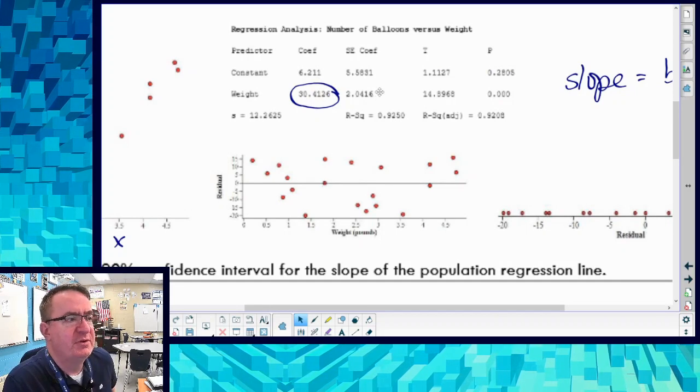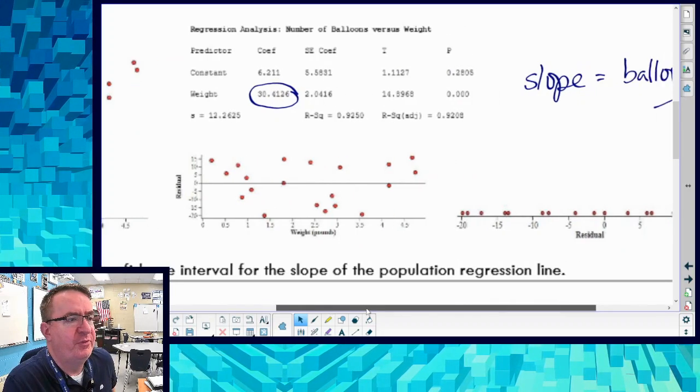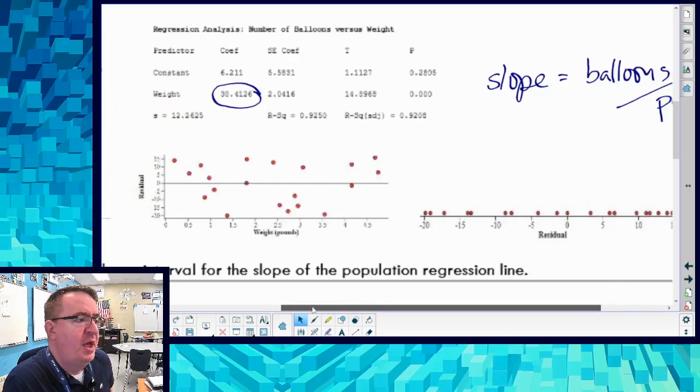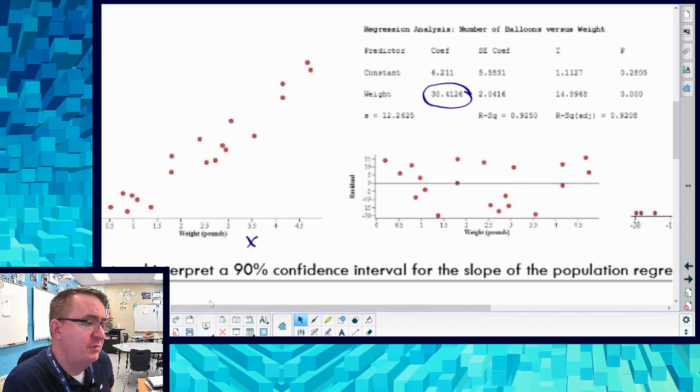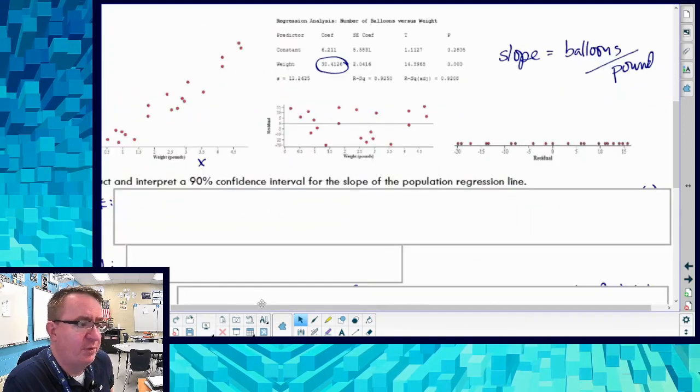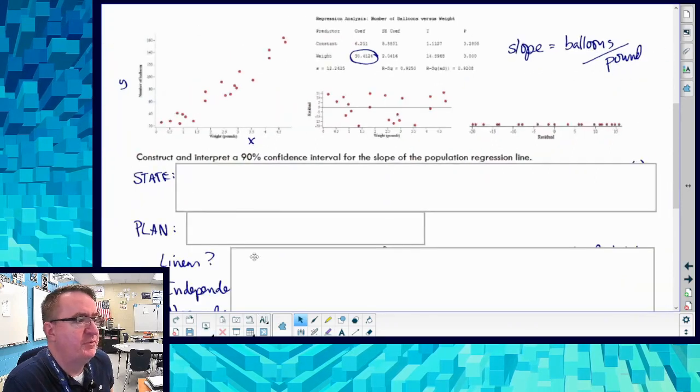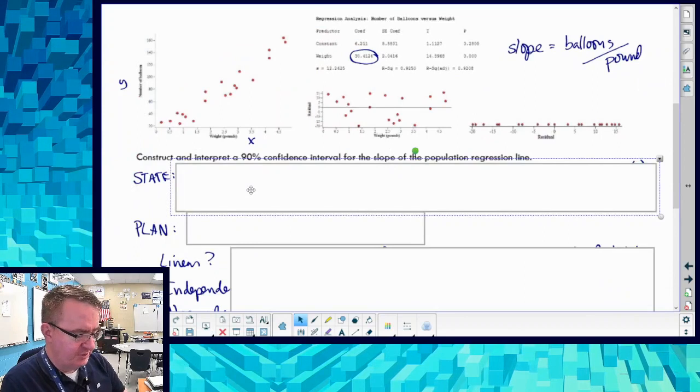And notice here we've got our standard error as well. And just remember, slope is going to be the number of balloons you need per pound. So then from there, it's going to be pretty straightforward, like what we just got done doing. So I guess I've got to zoom out. So for the state part, it's this. We're going to do a 90% confidence interval.